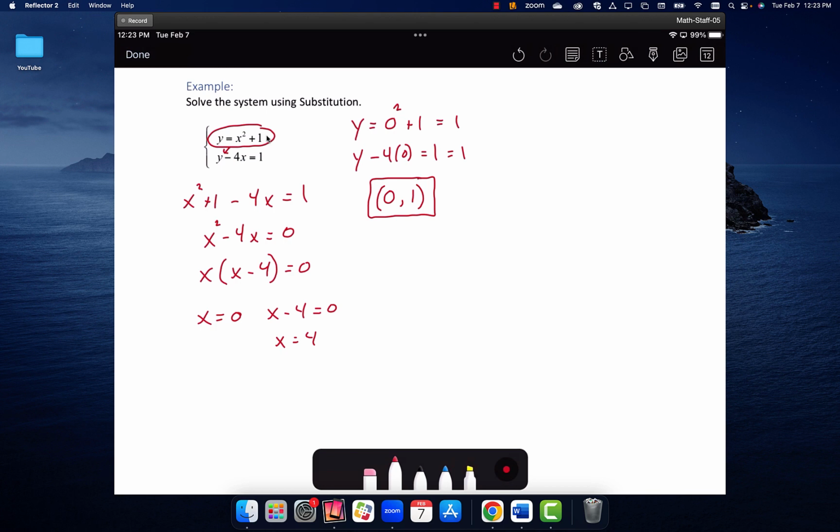Now let's check the 4. So we need to do the same thing. We need to plug in 4 for both equations.